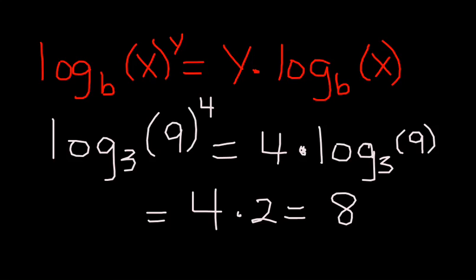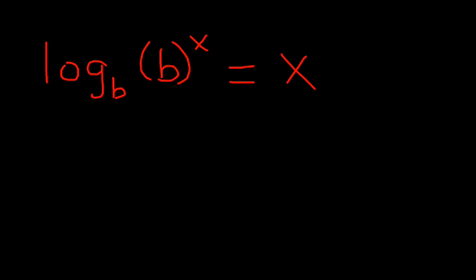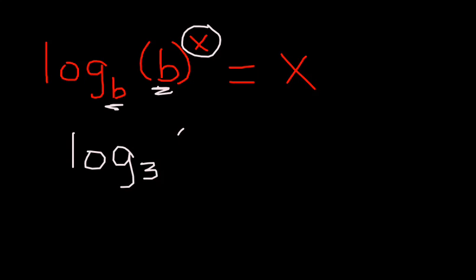The last property we want to look at in this lesson is this one, and it actually is the same property used again. But if you think about this one, if we have a log of the same base and argument, the base is b, the argument is b, then the solution to that log will always be whatever power x is right here. So if we have a log base 3 of 3 raised to the second power, then it's always going to equal 2 because that's what the power is.